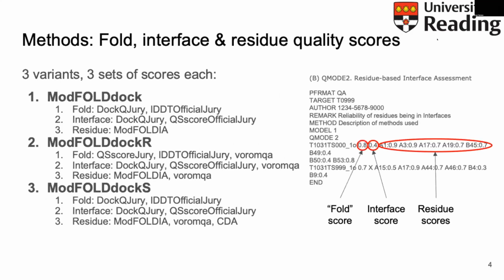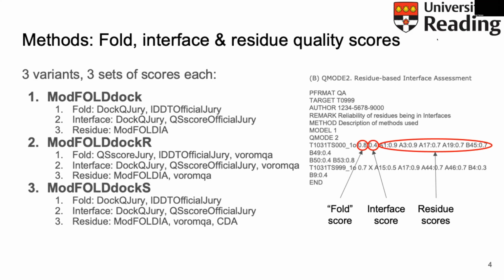So basically, we had 3 variants of ModFOLDdock, and each variant needed 3 sets of scores. The figure on the right of the slide shows the different scores that were required for the QMode2 QA files for each target. Firstly, we had the fold score, which represents the accuracy of the overall fold, or the assembly accuracy, for each model. Secondly, we had to generate the interface score, which represents the overall accuracy of the interfaces between all of the subunits. And finally, we've got the scores for each residue, which represent the probabilities of each residue being in the interface. So each variant has 3 sets of scores which go into the QA file.